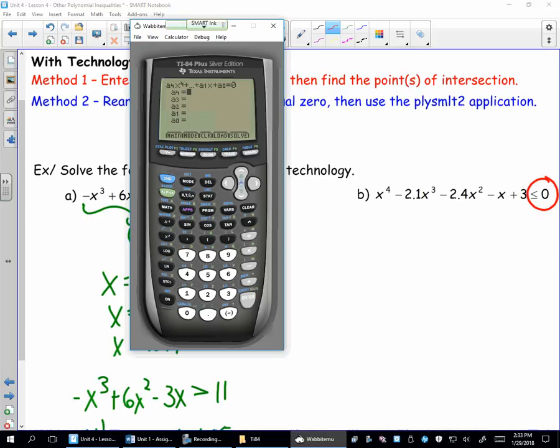So in our case, we have 1x^4. So A4 is the number 1. Then we have a negative 2.1. And then we have a negative 2.4. If your equation was in the right order, make sure you do that first, right? We have a negative 1, and then we have a 3. Okay, we've got all our coefficients in there. We're ready to solve it. So press solve, which again is a button underneath the graph. And it's going to tell you what your different answers are.